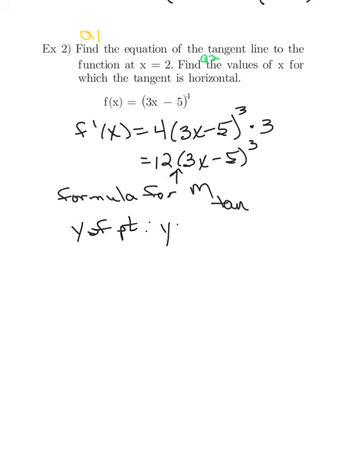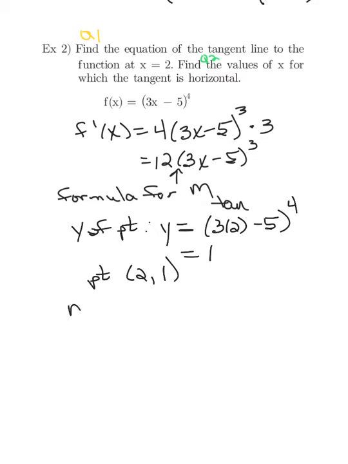So we'll have y equals the quantity of 3 times 2 minus 5 to the 4th. Well, 3 times 2 is 6. 6 minus 5 is 1. 1 to the 4th is 1. So now we know that our point is x value 2, y value of 1.